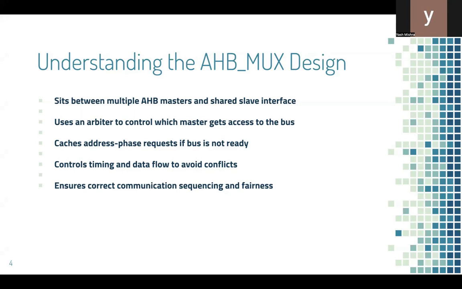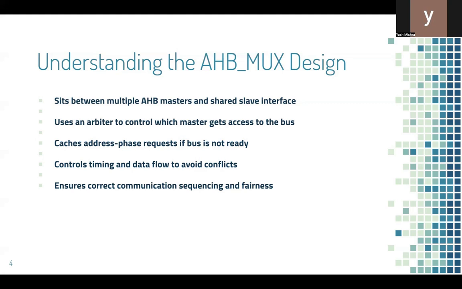Only one master can use the bus at a time. That's where the arbiter comes in. It decides who gets access. If two masters want the bus, the arbiter checks who has the higher priority and whether anyone is using a lock transfer. It then selects a master and outputs a signal like master select.